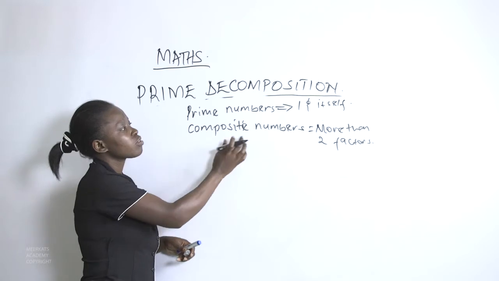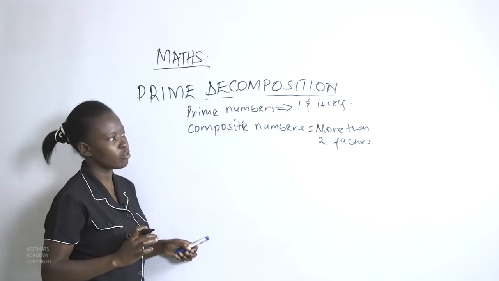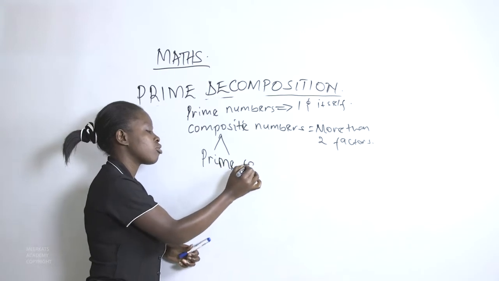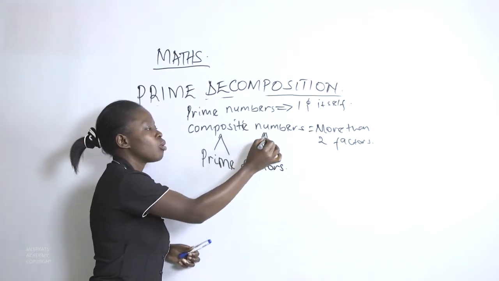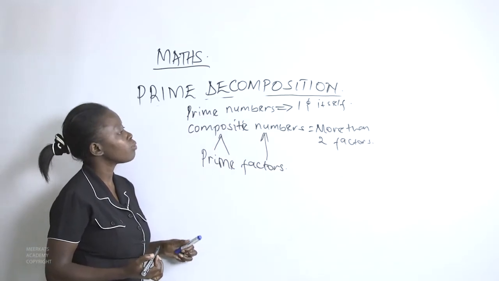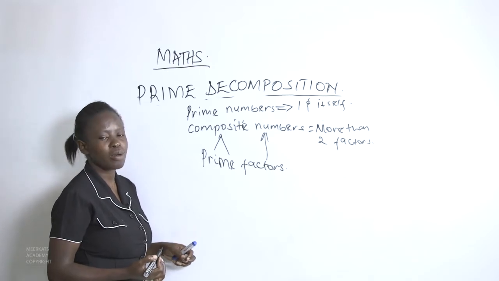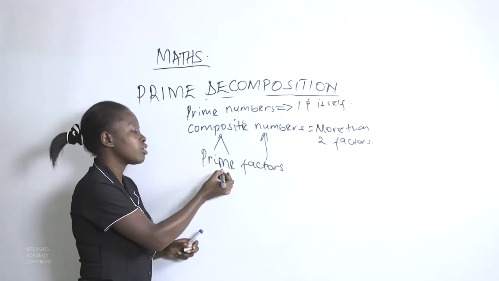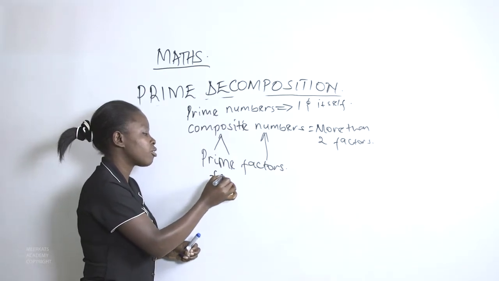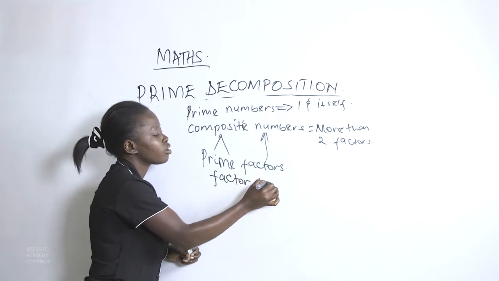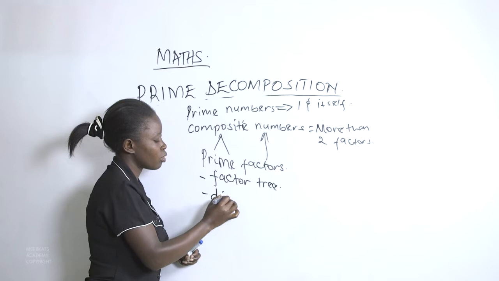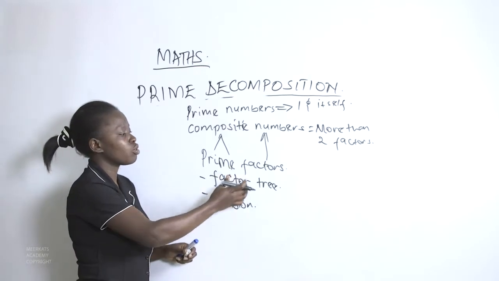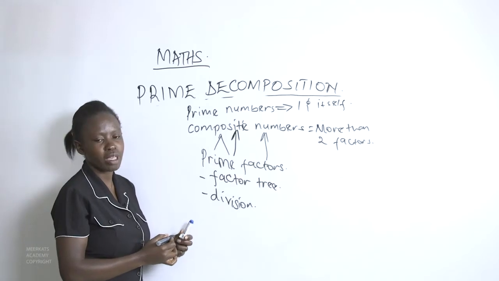Then in decomposing these composite numbers into a product of its prime factors, you need to find out which prime factors make up the number. So find out the prime factors that make up the composite number. There are two ways in which you can get the prime factors that make up the composite number. The prime factors can be obtained using the factor tree method, or we can go ahead and use the division alternative. So we have the division alternative and the factor tree method. Those are two ways in which we can get the prime factors making up the composite numbers.